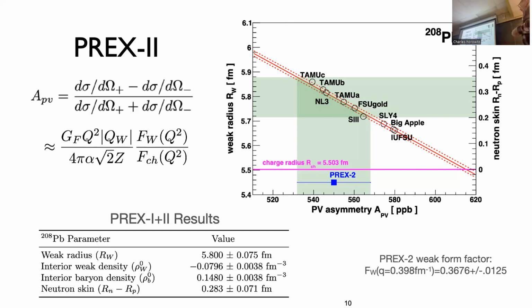Okay, and you can subtract the charge radius, which is 5.5. So 5.8 minus 5.5 is 0.3. So that would be the weak skin. If you take out the form factors, the neutron skin is 0.28 plus or minus 0.071. So the neutrons stick out in lead by a little more than 0.2 fermis. So Rn and Rp are the point nucleon RMS radii, is that right? Yeah, that's right. So each is about 5.5 fermis.